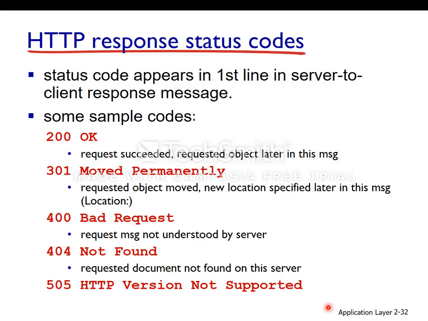HTTP 505, the 505 status code, basically means the HTTP version we're trying to speak is not supported. So say you wanted to speak HTTP 3.0, the server will probably respond to you with a 505 status code. I don't know what HTTP version that is.